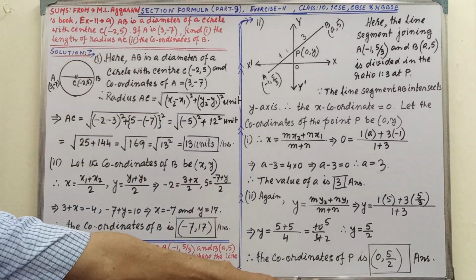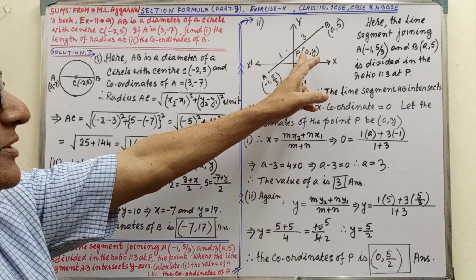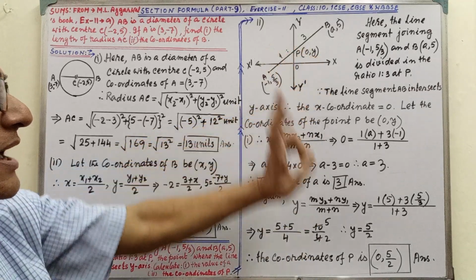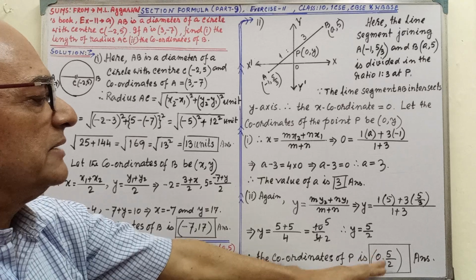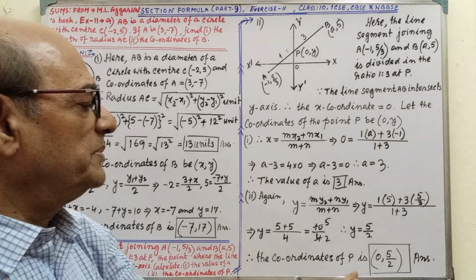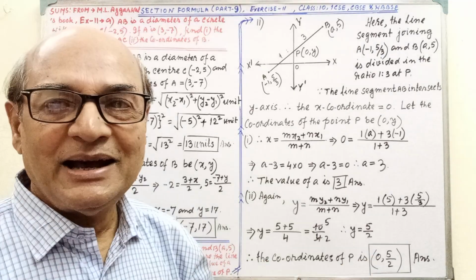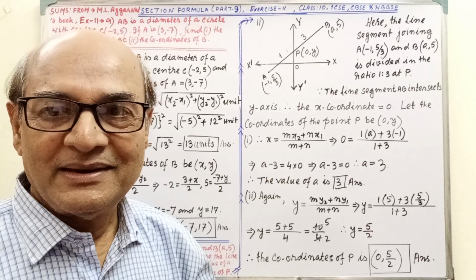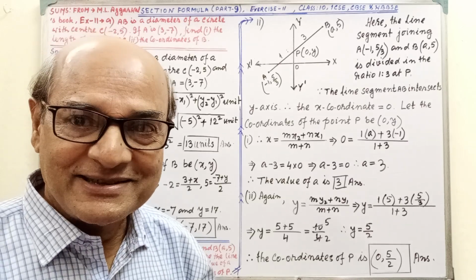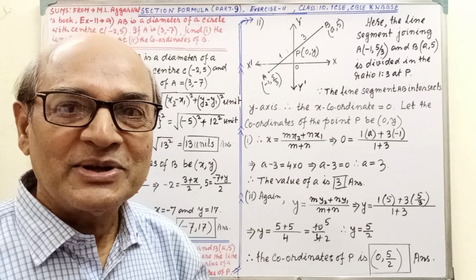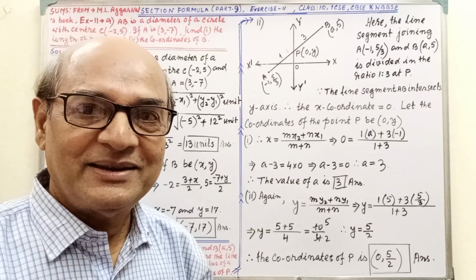Therefore the coordinates of P: the x coordinate we have already got 0, and the y coordinate we are getting 5 by 2, therefore the coordinates of P is 0, 5 by 2. Sum is completed. Very simple, very interesting also. You have to follow the steps attentively only. Okay, thank you everybody.